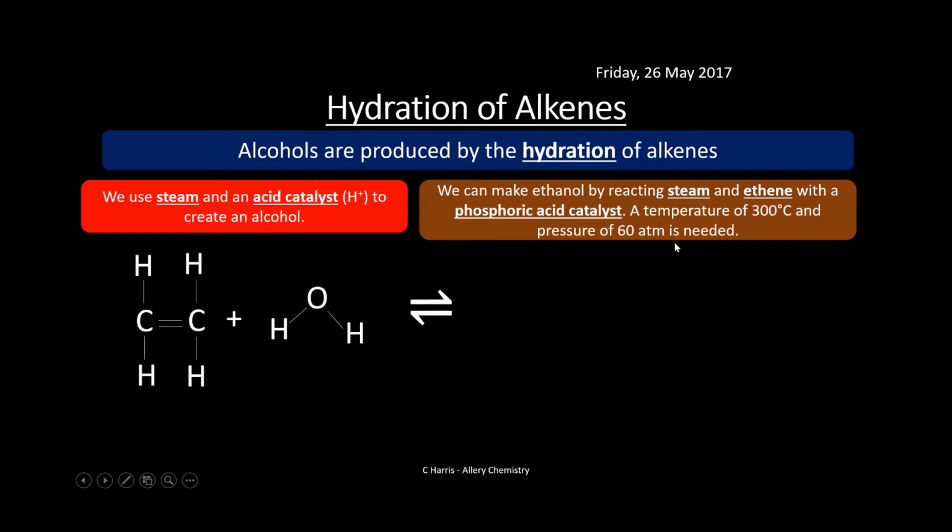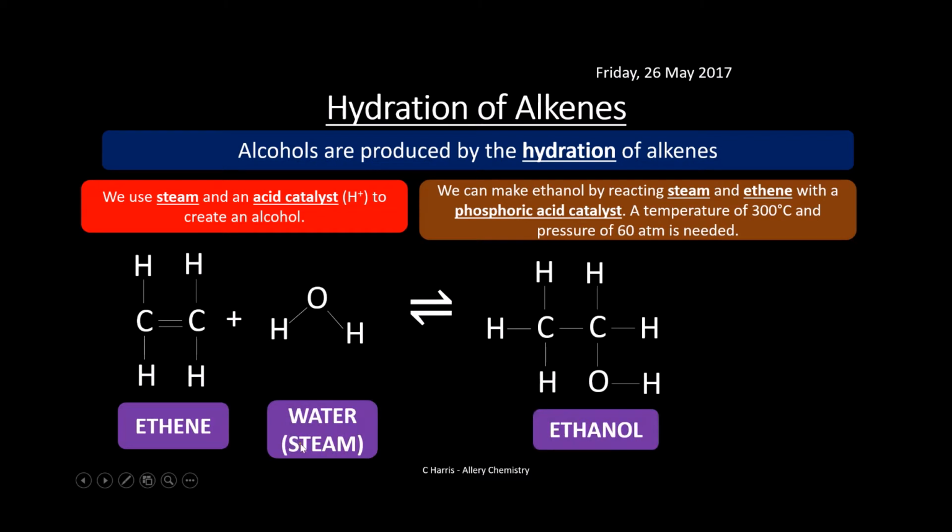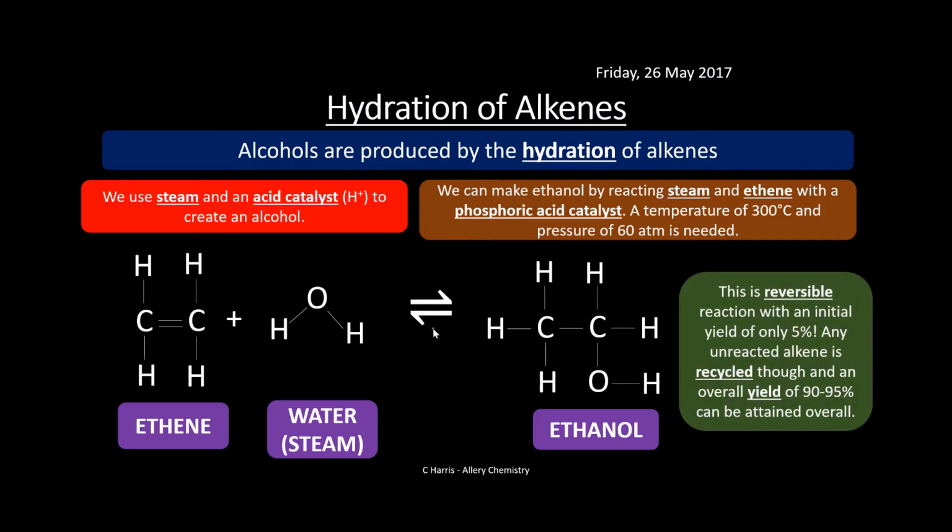So there's our alkene, and we're going to react it with water or steam, and we're going to produce our ethanol, as you can see here. So it's a pretty much straightforward reaction. Notice it's reversible though. Initially, we only get a yield of about 5%, but thankfully, any unreacted alkene is actually recycled through and we get an overall yield of about 90 to 95%, which is much more respectable.